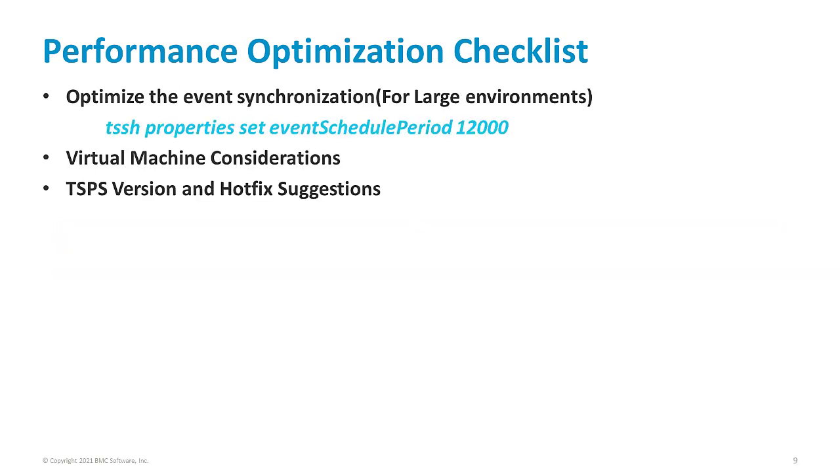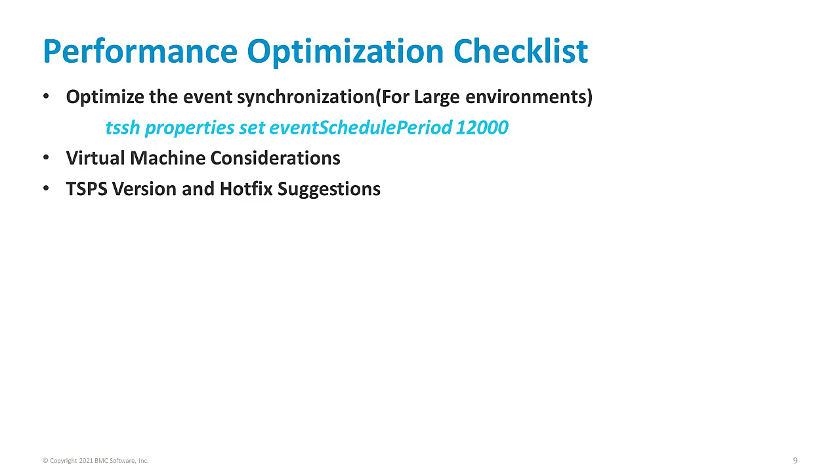In a large environment, if you encounter a slightly slower response time due to the large number of events being synchronized, set the event schedule period to 12,000 using the TSSH properties set command as shown, followed by the TSPS restart. This property controls the time period at which events are inserted into the Elasticsearch.